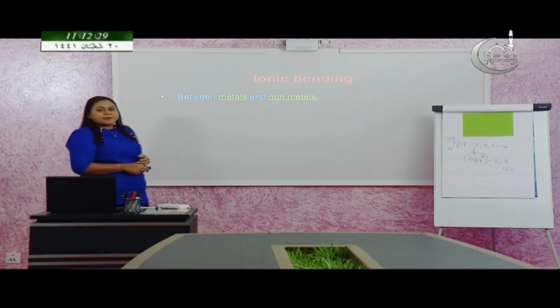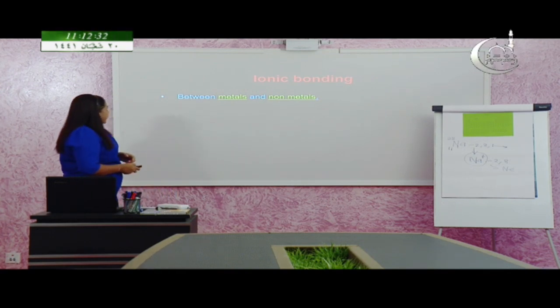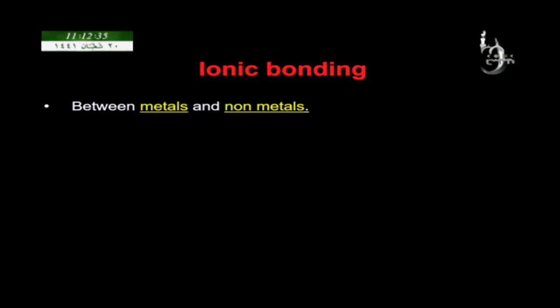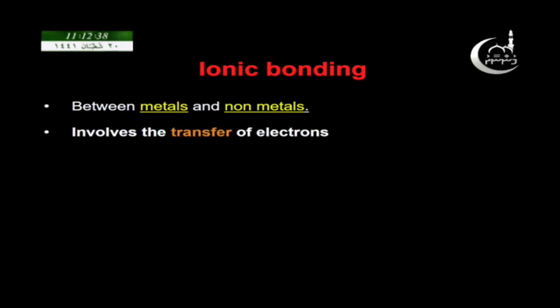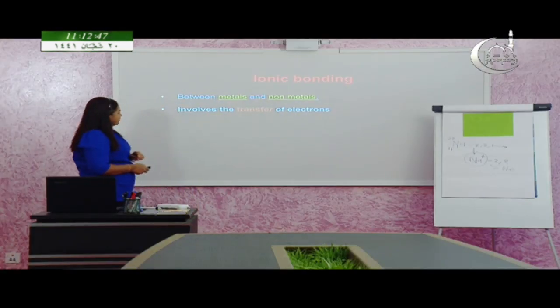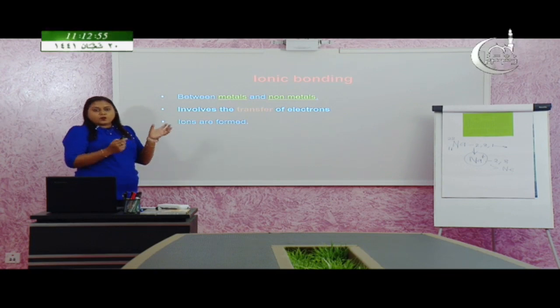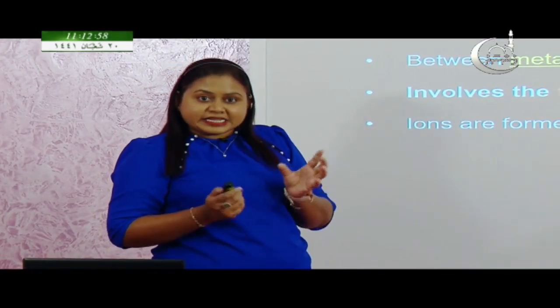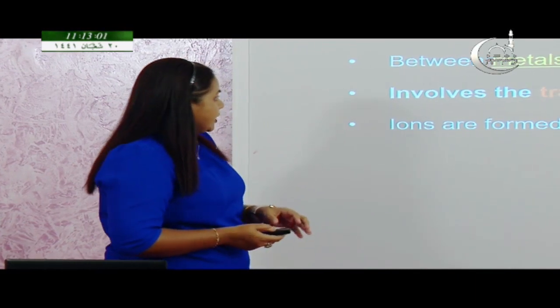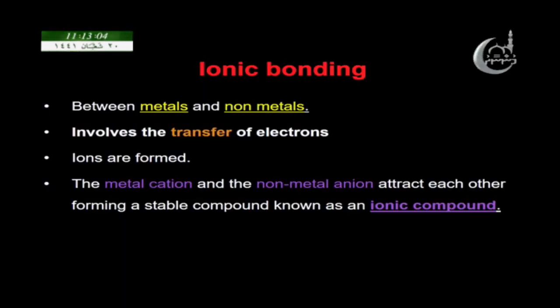So, looking into the main points under ionic bonding, it is formed between metals and non-metals, involves the transfer of electrons, a very important term, the transfer of electrons between metals and non-metals. Ions are formed. Now, you know how ions are formed, right? Metals form a positive ion which is known as cations, while the non-metals form negative ions which are anions. Okay? The metal cation and the non-metal anion attract each other, forming a stable compound known as an ionic compound.